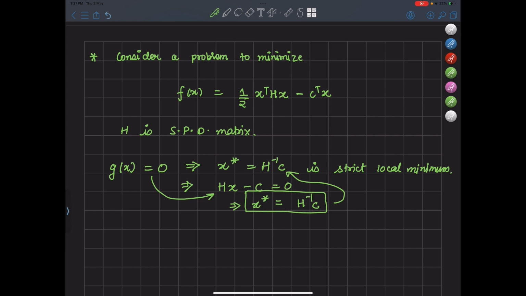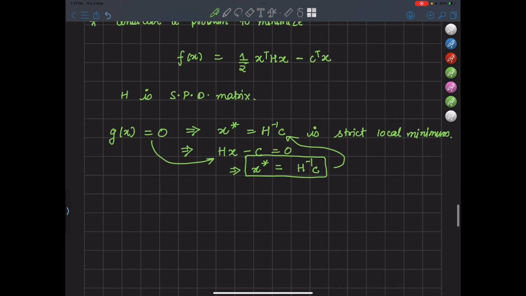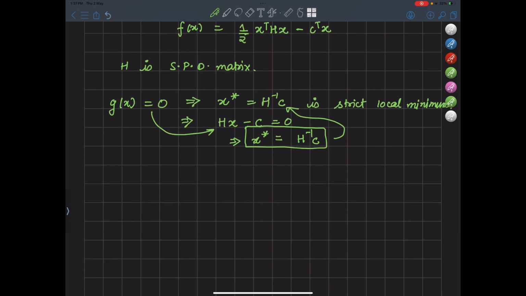Now this is the local minimum. Now if we apply Newton's method starting with some initial point x0, let's say we apply Newton's method to this quadratic function.